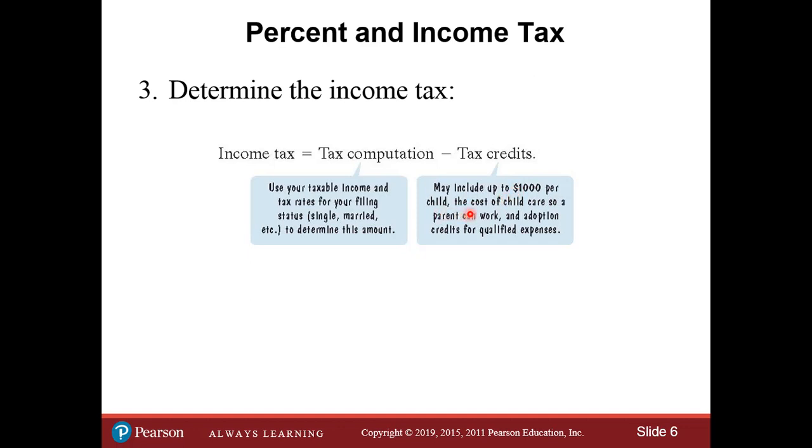So if you have children, and the cost of the child care if you paid for child care that year so the parent can work, or an adoption if you adopted a child, you get credits for that as well for qualified expenses. Those are deducted from that taxable computation. And then the net amount is your income tax that you will have to pay. And if that turns out to be negative, then you end up with a refund.